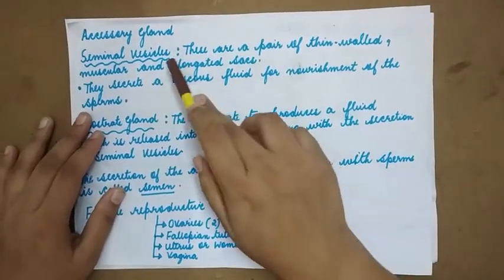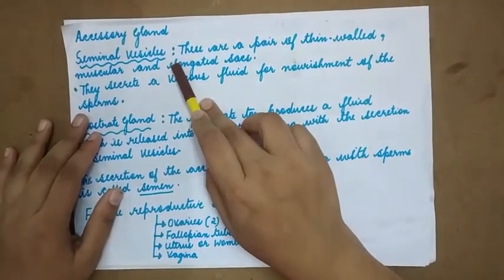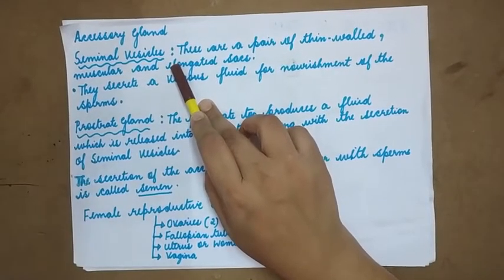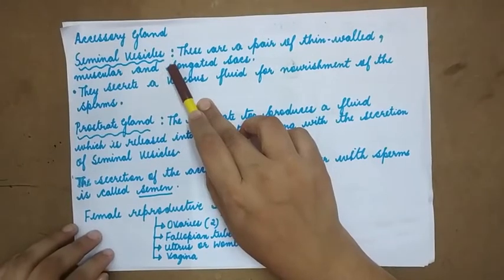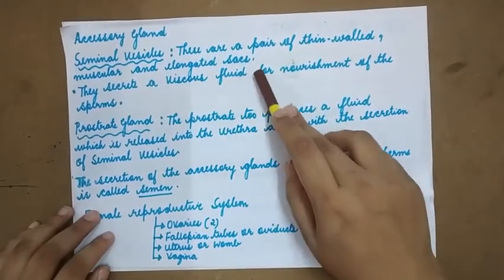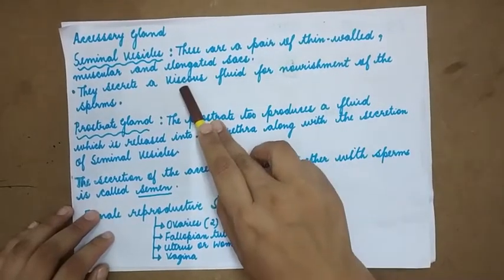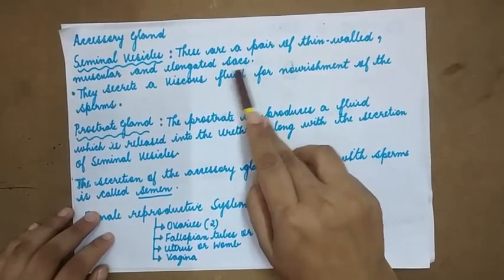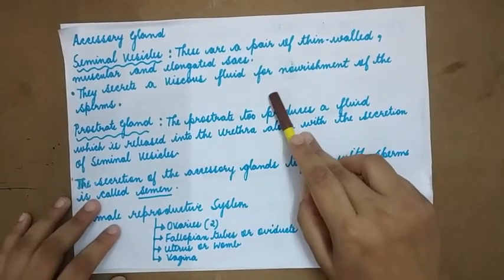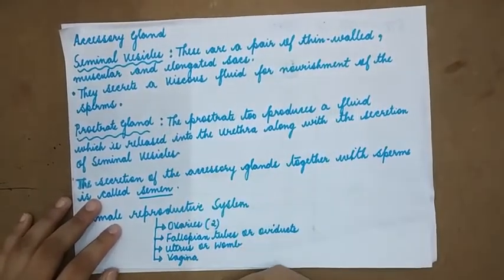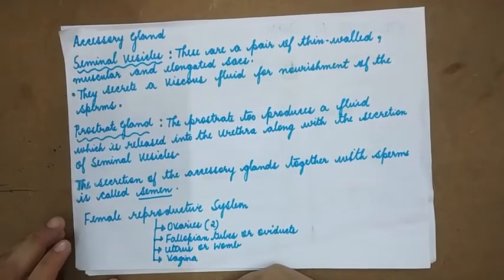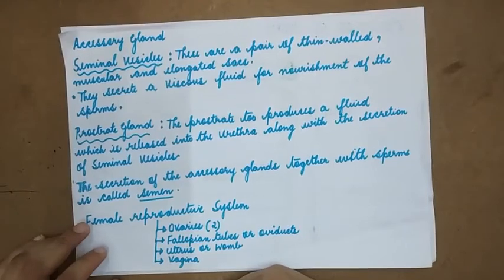Accessory glands. Seminal vesicle. If you remember the structure of the male reproductive system, I had made a mention of the seminal vesicle and prostate gland. Seminal vesicles are a pair of thin-walled, muscular and elongated sacs. They secrete a viscous, means thick, fluid for nourishment of the sperms. So seminal vesicles release a fluid that brings about the nourishment of the sperm.